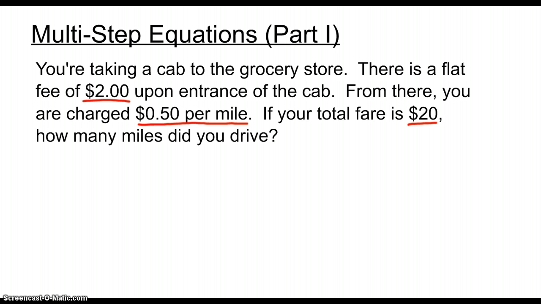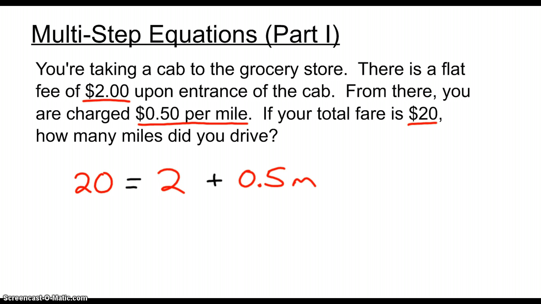All right, so let's set this up. We know that we paid $20, and we know that this equals $2 plus 50 cents per mile. And so let's write that as 0.5 times m. So this is a multi-step equation here. We're going to solve for m.